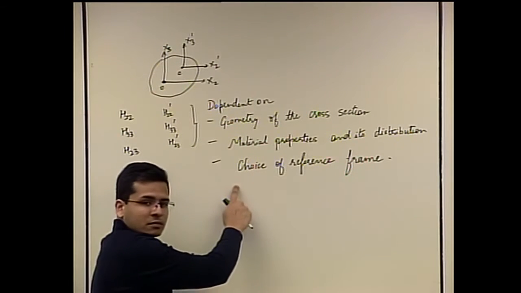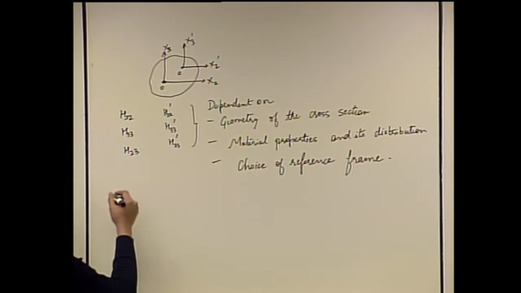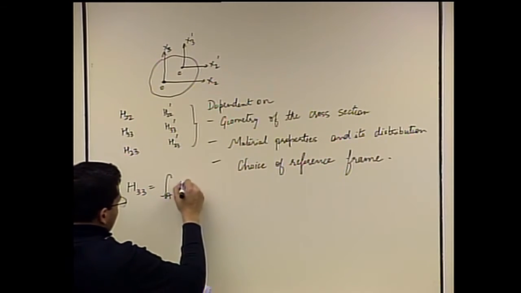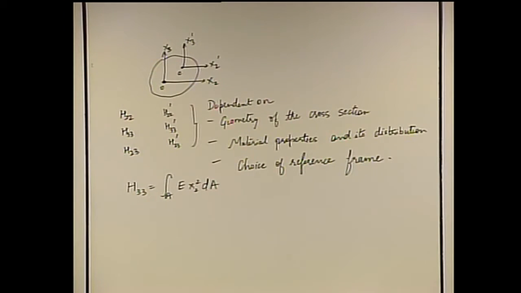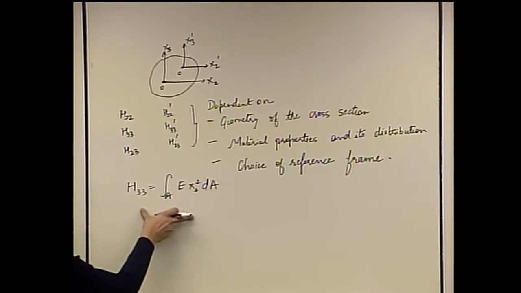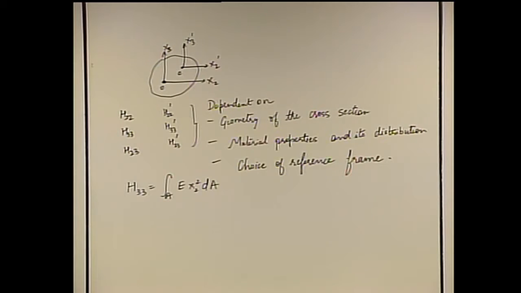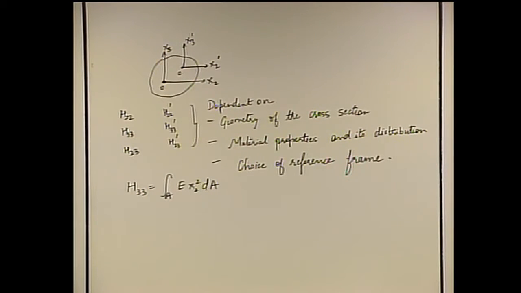Any questions about any of these? Okay. So we know that h33 is integration over the area E x2 square dA, right? Now let's translate this quantity from the reference frame x2 x3 to the centroidal frame x2 prime and x3 prime. I'm calling this superscript of apostrophe as prime.